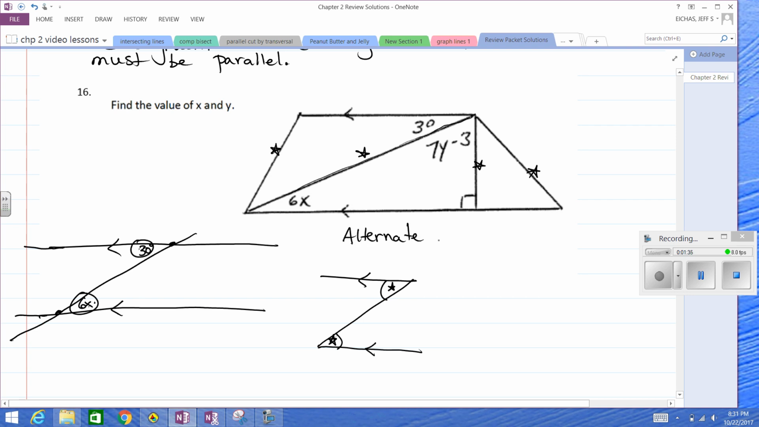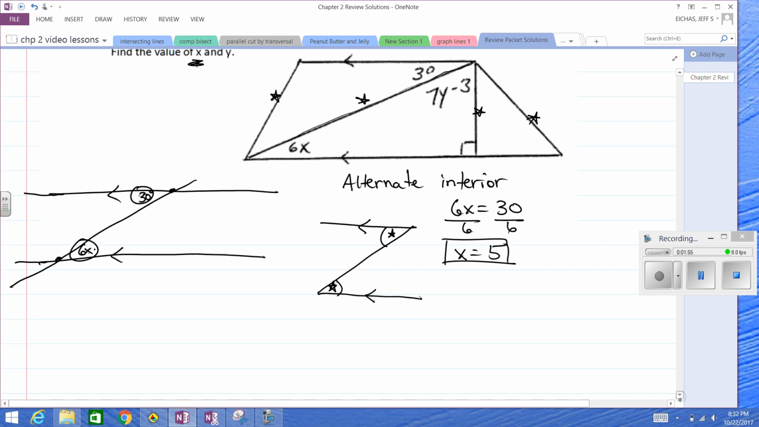And alternate interior angles are congruent when the lines are parallel. So all we've got to do is set them equal, right? So they're always congruent. We're going to set them equal, divide by 6, and you get x is 5. So it wants the value of x and y. Got x. Now we've got to consider how do we get y.